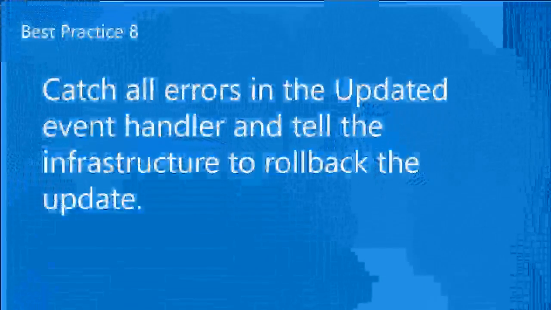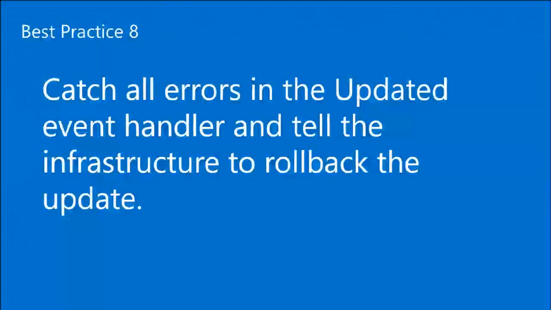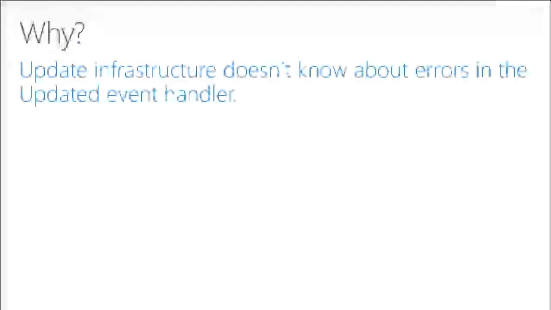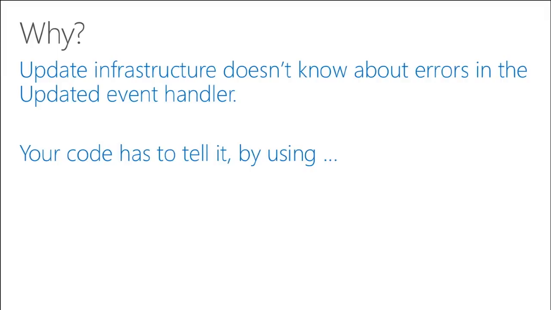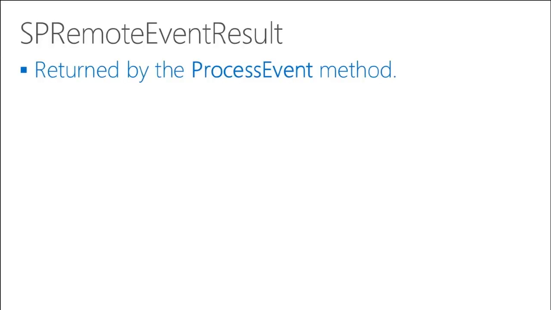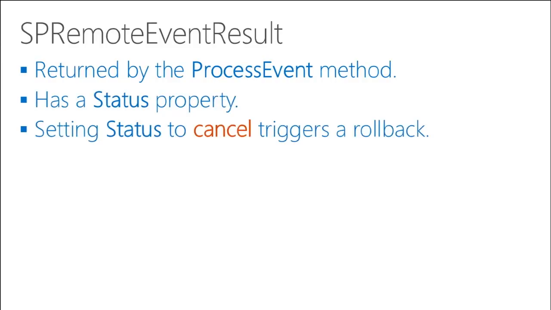Okay. Best practice number 8. You need to catch all errors in your updated event handler and tell the infrastructure to roll back the update. Why? Because the update infrastructure doesn't know about errors in your updated event handler. Okay? It's running on some external server, external to SharePoint, that you've hosted, and it doesn't know about exceptions that are thrown there. Okay? So your code has to tell the SharePoint infrastructure that there's been an error and that it needs to roll back the update. And it does that by using that object we talked about earlier, the SP Remote Event Result object that's returned by the process event method. It has a status property, and you set that status to cancel and then return it to SharePoint, and that will tell SharePoint, okay, something's gone wrong. I need to roll back this update.